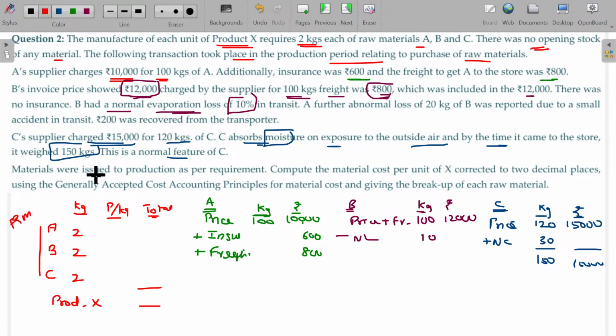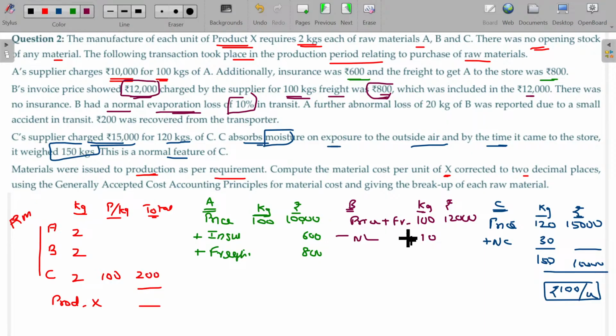Materials were issued to production as per the requirement. Compute the material cost per unit of X, correct to 2 decimal places, using generally accepted cost accounting principles for material cost, giving the breakup of each raw material. Very simple. Now we'll finish this. So 15,000 for 150 means per unit 100 rupees. Am I right? And here, 200 rupees.